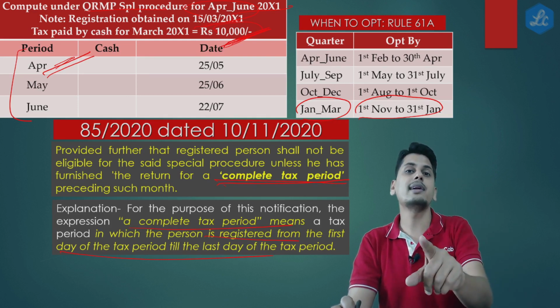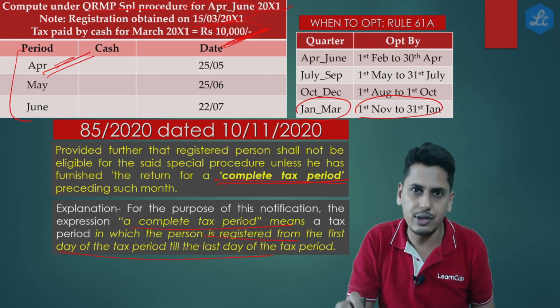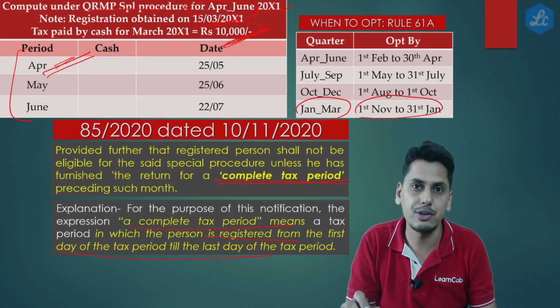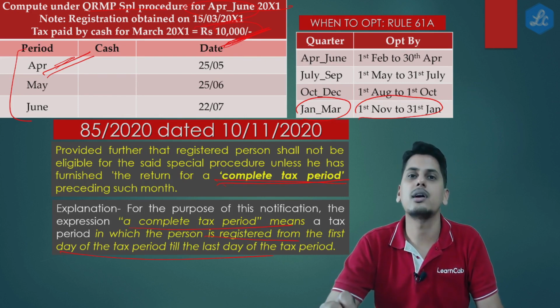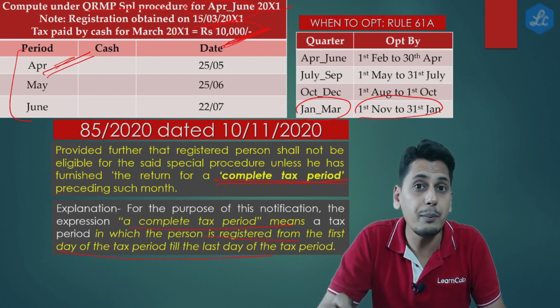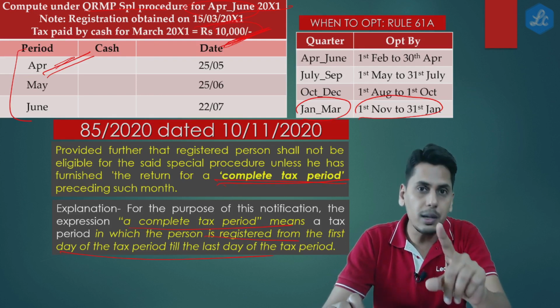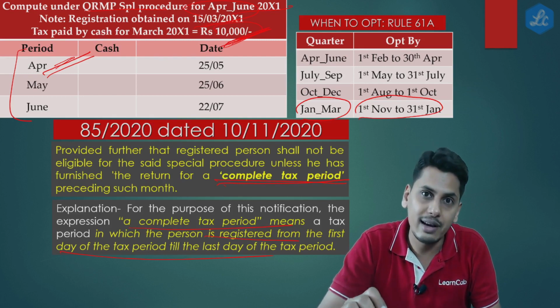What is meant by complete tax period? He should have been registered from 1st of March till 31st of March. This person is registered only from 15th of March till 31st of March. So therefore, special procedure is not available. Whether QRMP itself is not available, the answer is no. We are only discussing whether the special procedure is available or not. Here, the special procedure is not available to him.